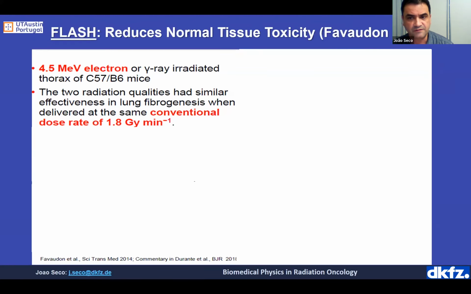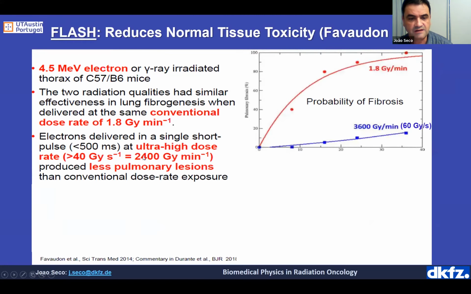So the famous Favaudon study from 2014, what they did is they compared 4.5 MeV electrons given in flash mode with a standard X-ray beam given at normal dose rates. And the normal dose rate would be 1.8 gray per minute. And what they found is that if they flash the lung of the mice, so this is lung irradiation, with 40 gray per second at least. So here they're going at 60 gray per second. The blue curve represents 60 gray per second.